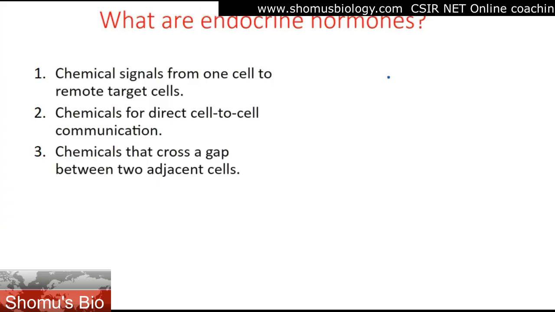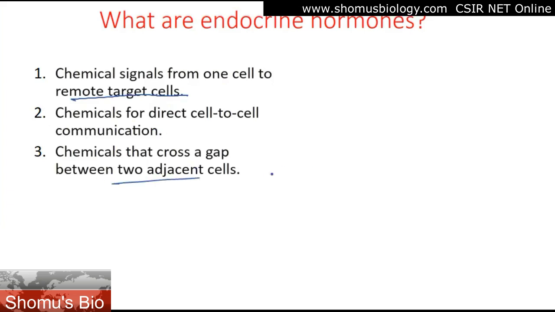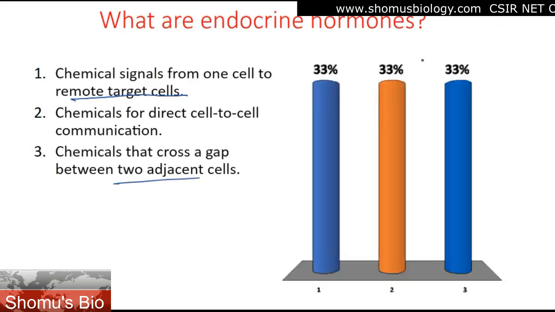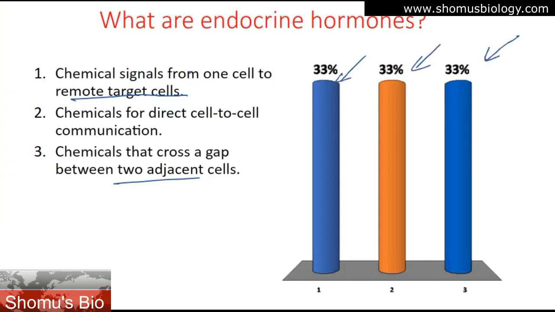We know these are chemical signals that go from one cell to the remote target cells, chemicals for direct cell to cell communication, and chemicals that cross a gap between two adjacent cells, and all of it is included in the endocrine system, in the hormone. Now in all this, what we know is that there are these 3 types of cell signaling: chemical signal molecules released from one cell that work in a remote area, chemicals for direct cell to cell interactions, and chemicals that cross a gap between two adjacent cells. And all these 3 types of cell signaling work almost equally in our body.